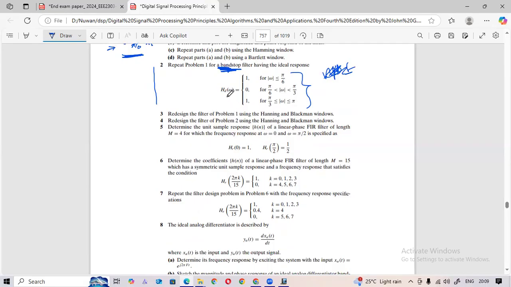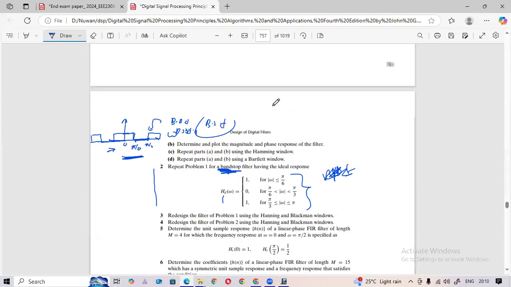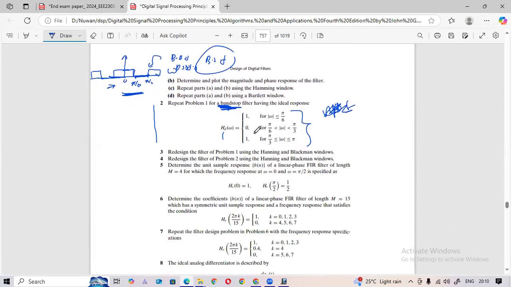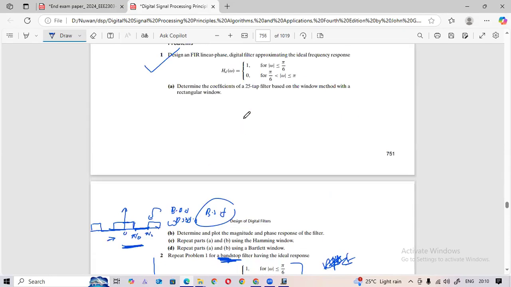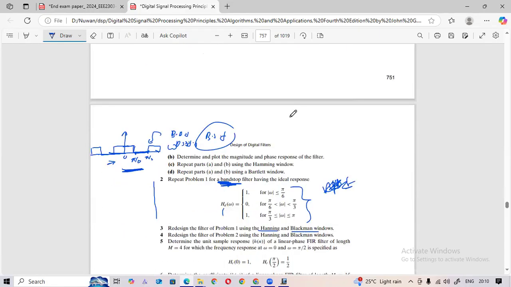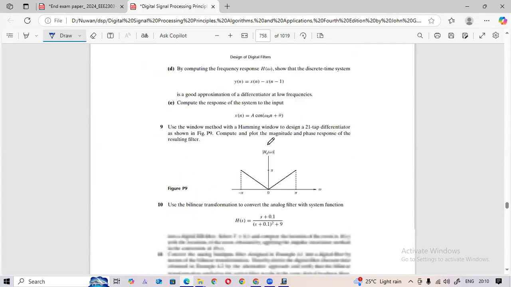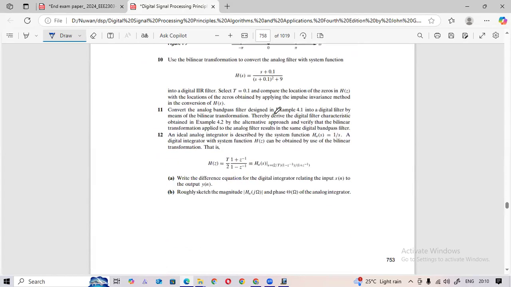So you can see what you need to do is get the Hn using the inverse FT. So very easily you can do. It is the same as this one. Okay. So I have done this question, the same way. But here you are asked to use the Hanning or Blackman window. So you need to use that expression to calculate the Wn value. That is the only difference. So I think that will also be a very easy question.